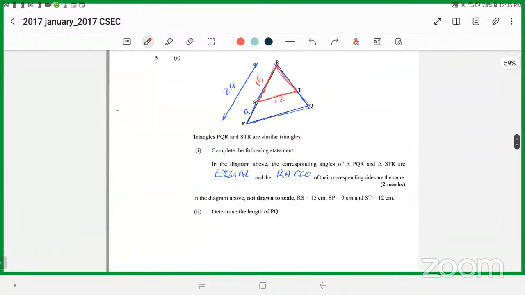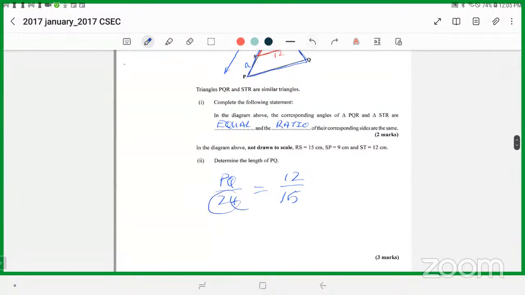So if we set it up, let's do it this way. You can say PQ over the 24 on the big triangle, that's base length over the slant length, equals the base length over the slant length on the small one, 12 over 15. That's how the ratio goes. And then to get the PQ, we'll just multiply by the 24. So the PQ would simply be 12 over 15 times 24. Whatever that works out to is the answer.